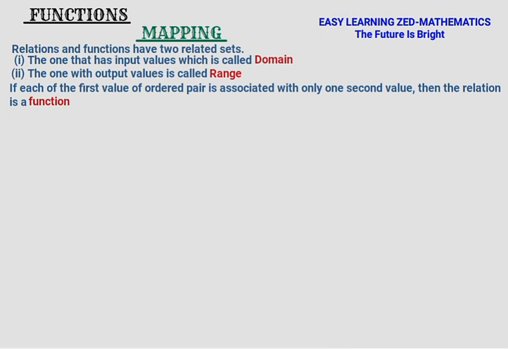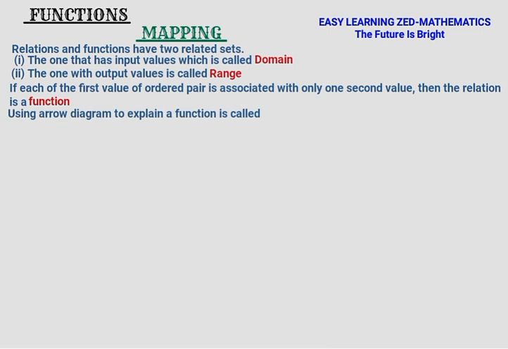If each element in the set of domain is just connected to one range, just one range, each element or each domain is just connected to one range, then that means the relation is a function.